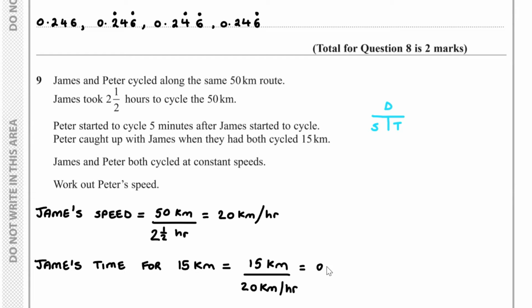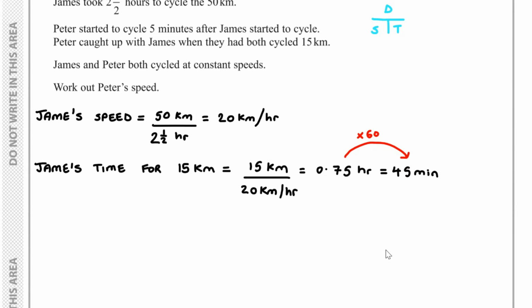So of course we get 3/4 of an hour. So we get 0.75 hours, which would correspond to 45 minutes. And if you're wondering how we got 45 minutes, to go from hours to minutes, we would have to multiply by 60. So how does this help us?